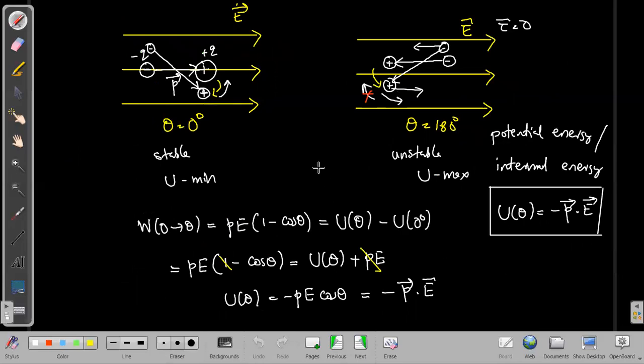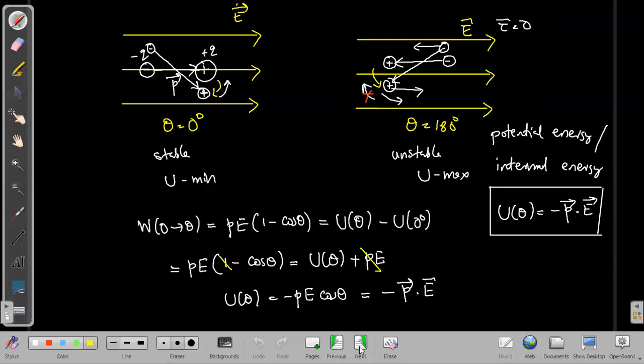With that we find that the internal energy of the system at an angle theta is minus P dot E. When P and E are along the same direction, we get minus PE, and if P and E are in opposite directions, then the potential energy becomes plus PE. At opposite direction, the potential energy is maximum because that is the unstable equilibrium, and if P and E are parallel, along the same direction, the potential energy is minimum.